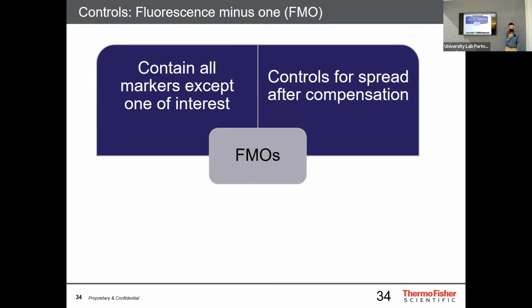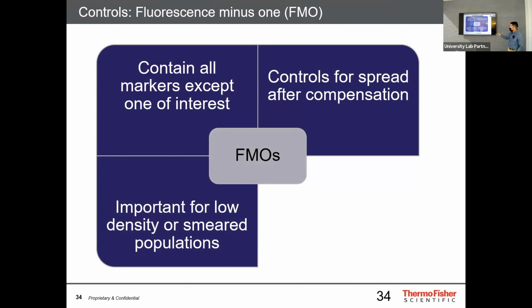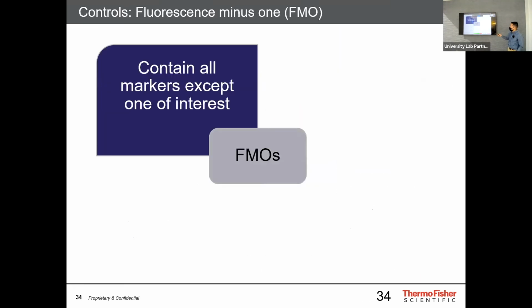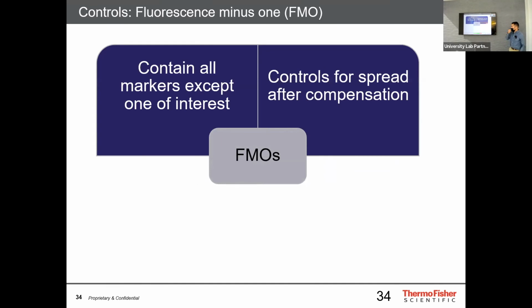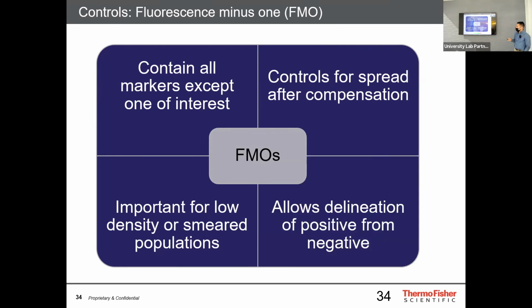As you compensate, you see that the population showed, oops, if I can go back. Actually, I'll go forward and show you that. It controls for the spread after compensation. It's important for low density or smeared populations because it helps you identify where to put the gate, whether it's the negative population or positive population, because you can't use isotype controls or unstained. And again, it allows delineation of positive from negative.